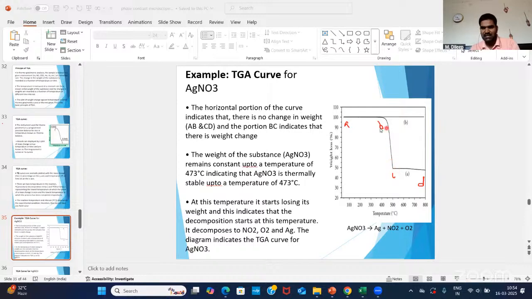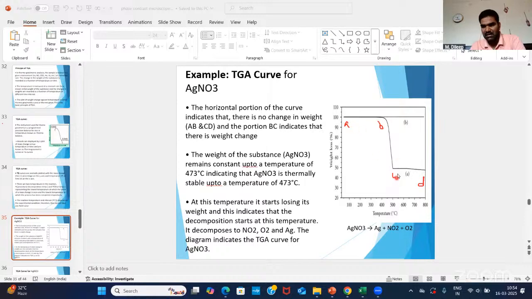So we can say that this AgNO3 is thermally stable. Up to how many degrees? It is thermally stable up to 473 degrees centigrade. So we can say that this silver nitrate is thermally stable up to 473 degrees centigrade. I hope you understood. This is the flat horizontal curve we can observe from A to B and C to D, where there is no change in the weight of the AgNO3.